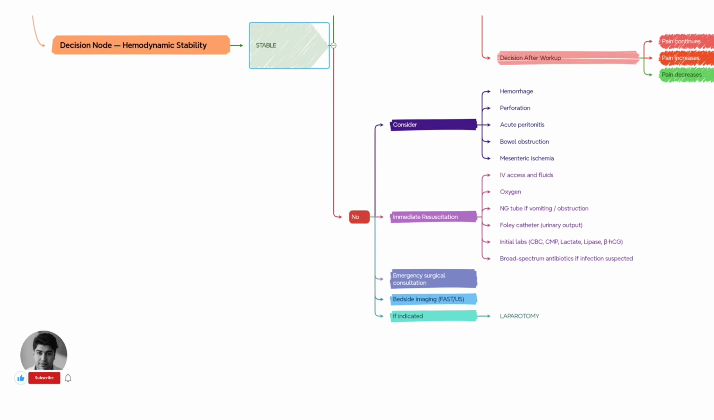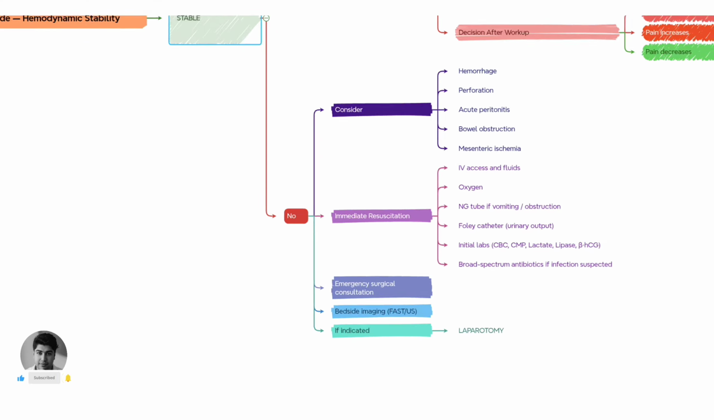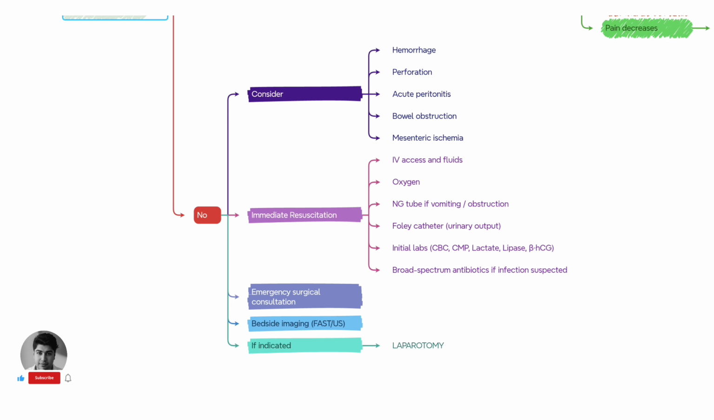Unstable, arrow, immediate interventions. 2 large bore IVs, oxygen, fluids, crossmatch, bedside glucose. If bleeding is suspected, activate the massive transfusion protocol. And ultrasound becomes your immediate guide. FAST exam for free fluid, check the aorta for aneurysm. You're not doing a full diagnostic workup, you're stabilizing a patient who might crash.